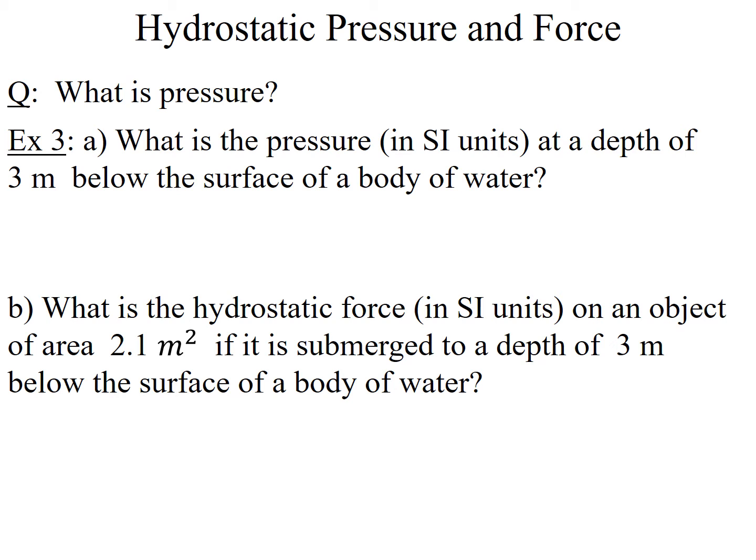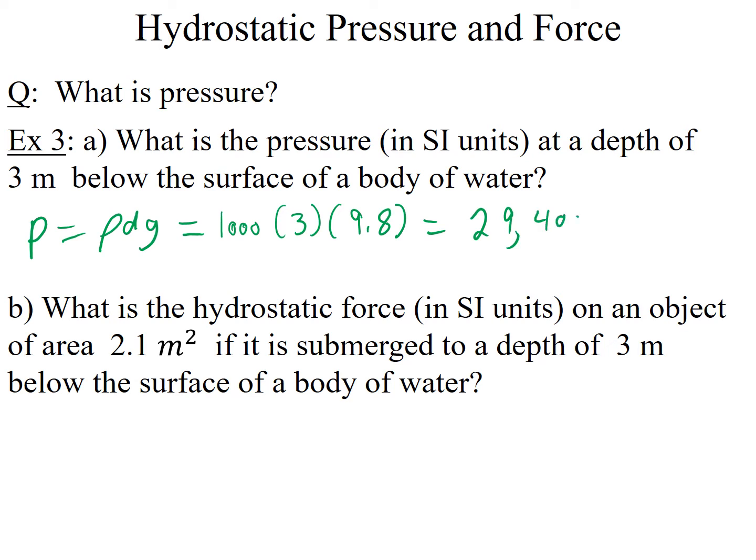So what's the pressure at a depth of 3 meters? Well, the formula for pressure was rho dg. So it's 1,000 times 3 times 9.8. And I'm getting 29,400, and the units are pascals. This is all in SI units. We have meters here, and the other quantities are in the correct SI units, so we get pascals for that.